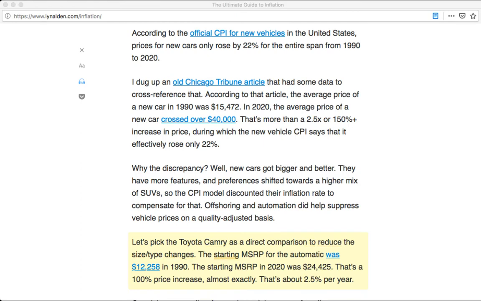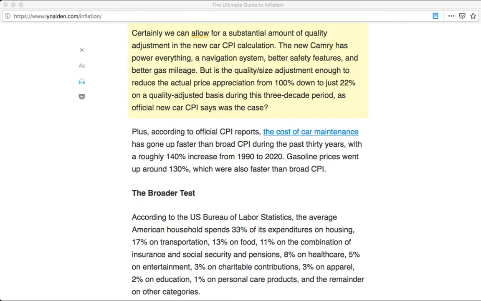The starting MSRP for the automatic was $12,258 in 1990. The starting MSRP in 2020 was $24,425. That's a 100% price increase, almost exactly. That's about 2.5% per year. Certainly we can allow for a substantial amount of quality adjustment in the new car CPI calculation. The new Camry has power everything, a navigation system, better safety features, and better gas mileage.